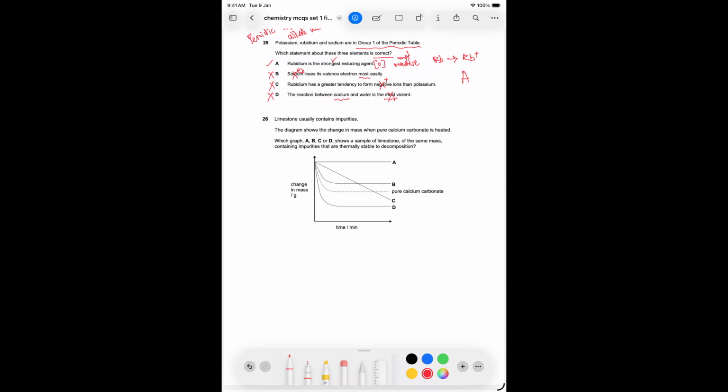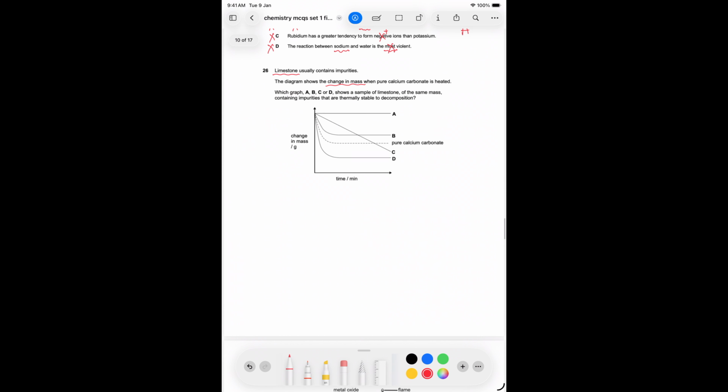Question 26. Limestone contains impurities. The diagram shows the change in mass when pure calcium carbonate is heated. Which graph shows a sample of limestone containing impurities that are stable to decomposition? Meaning the impurities inside limestone do not undergo decomposition. So if you write your equation, let me scroll down here. Calcium carbonate, CaCO3, when heated, will form calcium oxide plus CO2. So it will actually give out CO2 gas, so it will get lighter and lighter as you heat it.